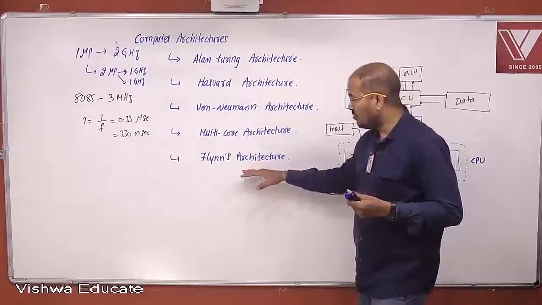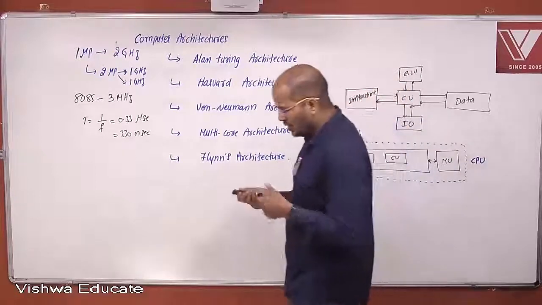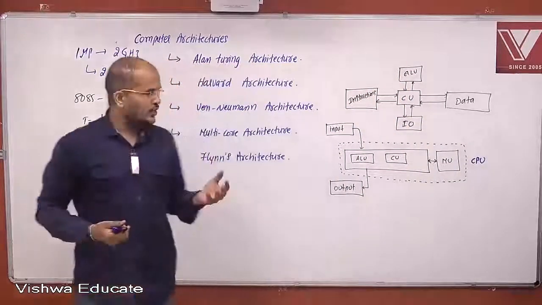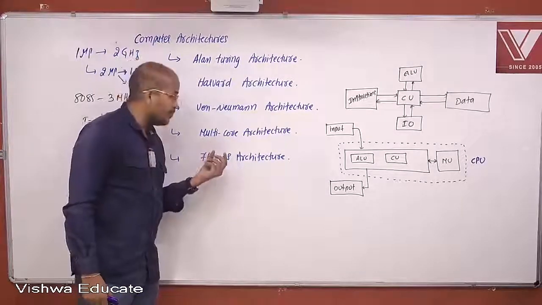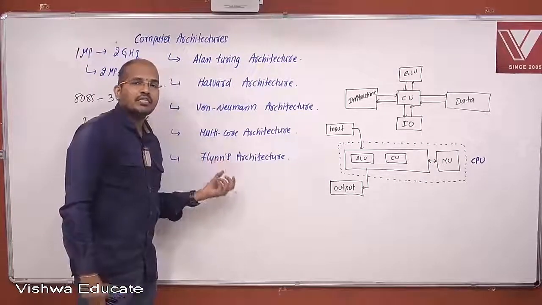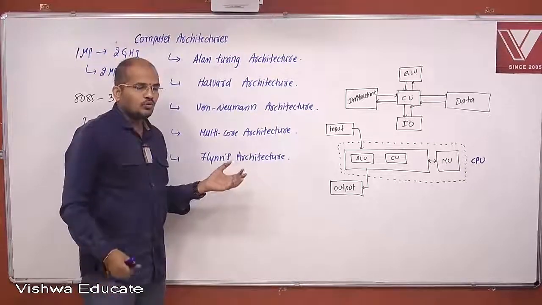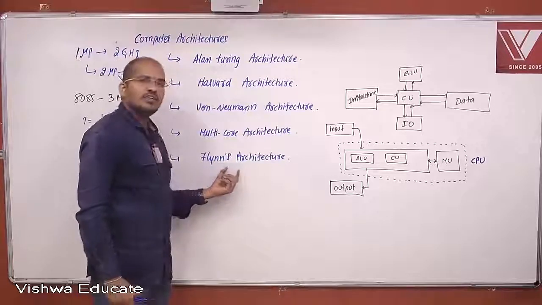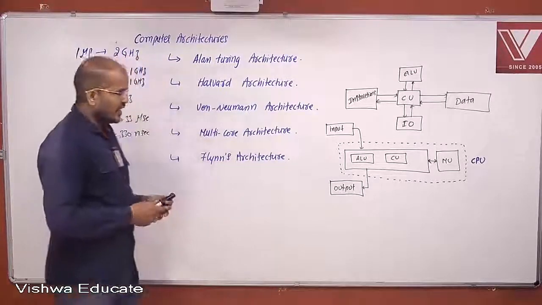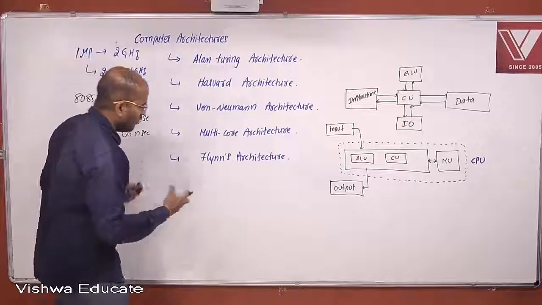And coming to Flynn's architecture, this is one important aspect which is used in the present day world. Flynn's architecture is designed mainly for parallel system processing. When you want to design a machine for parallel computing part, people are using Flynn's architecture, where Flynn's architecture is made into 4 parts.